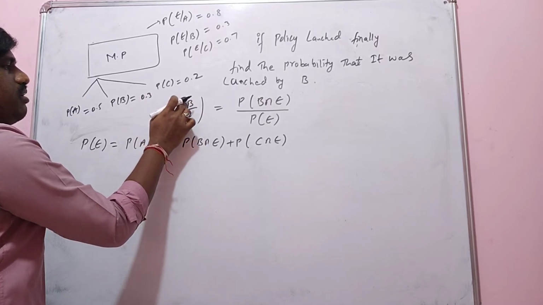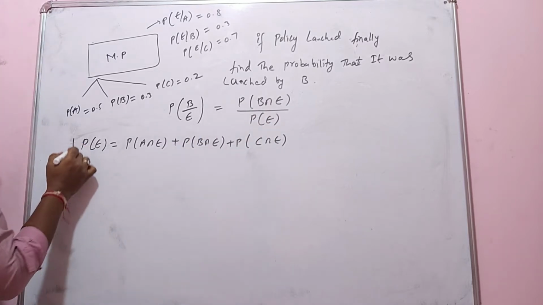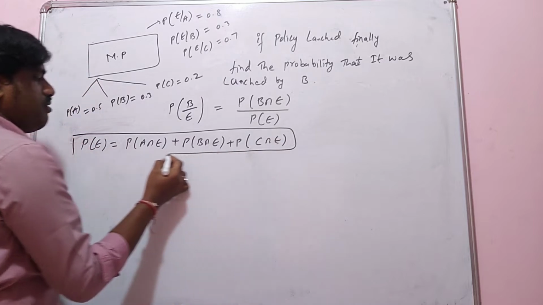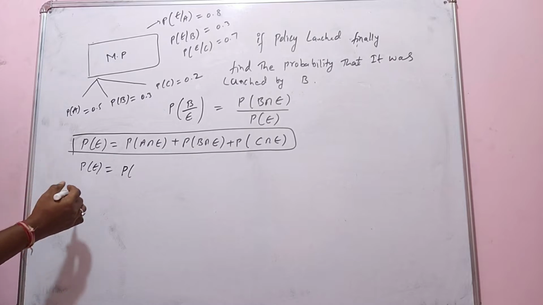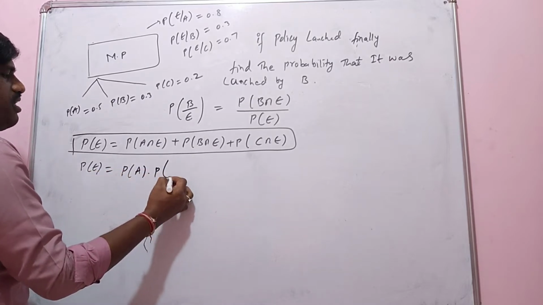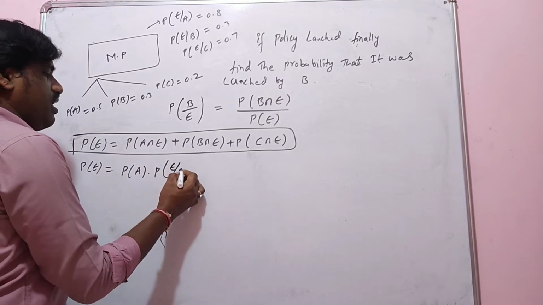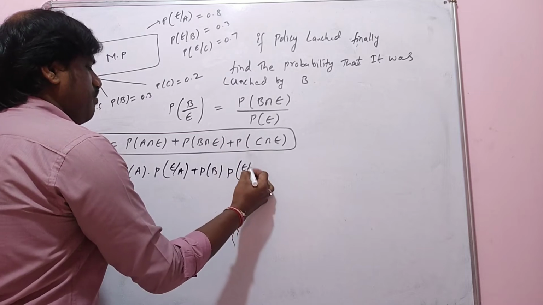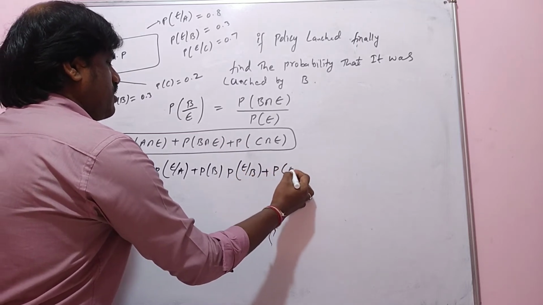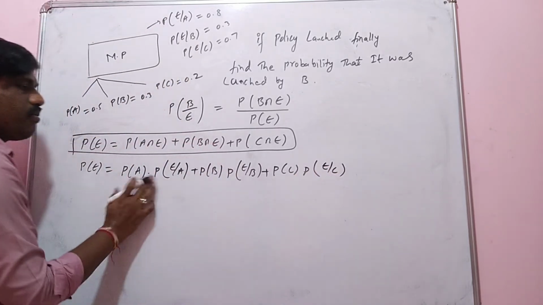P(B|E) is equal to P(B intersection E) upon P(E). Here P(E) is nothing but the total probability. This is the formula of total probability. P(E) is equal to P(A) into P(E|A), plus P(B) into P(E|B), plus P(C) into P(E|C). This is the total probability formula.